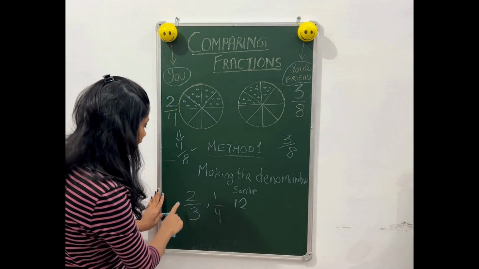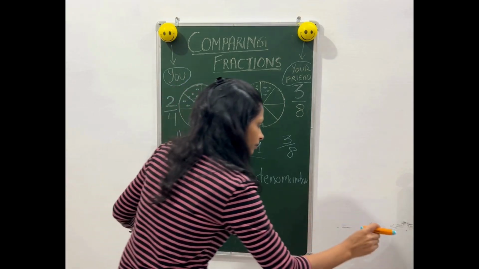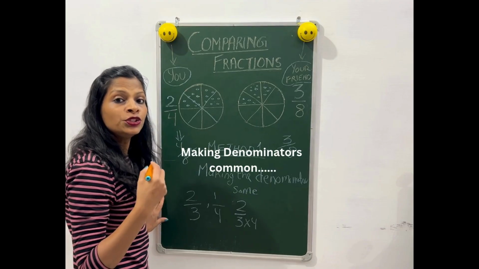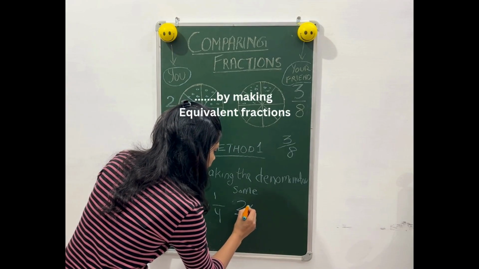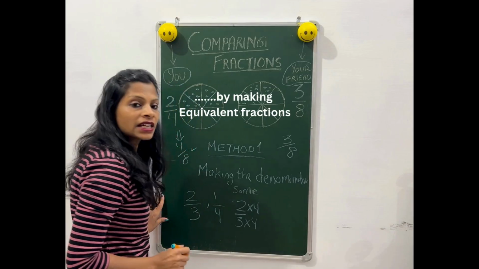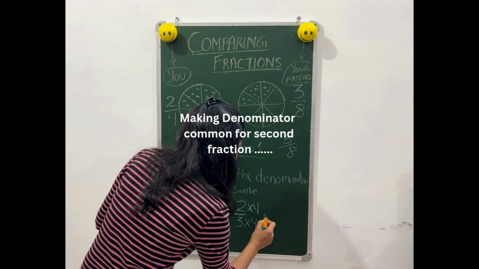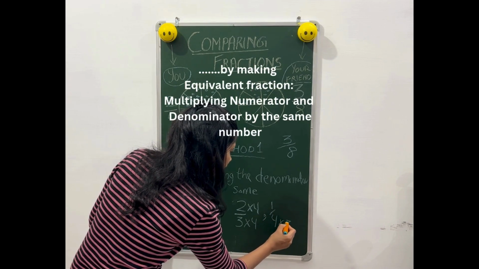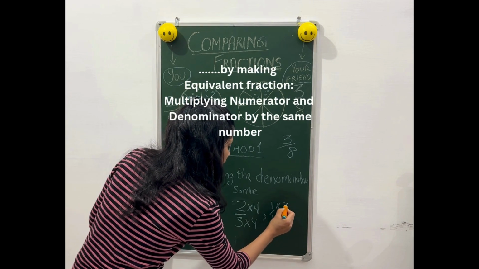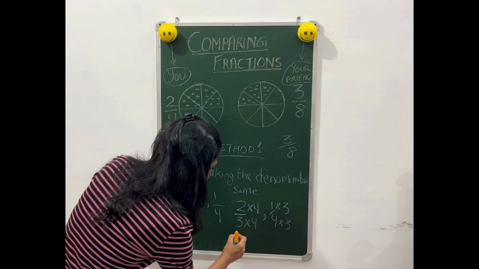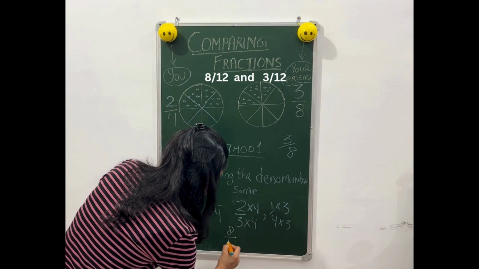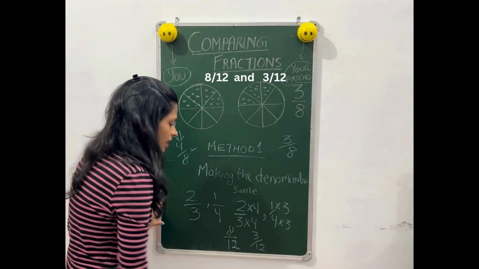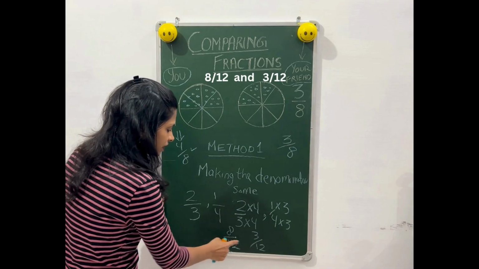So how do I make the denominator same? To make an equivalent fraction of 2/3, I multiply 3 by 4 to make it 12, but I also multiply the numerator by 4. So this becomes an equivalent fraction. Second fraction, 1/4, I multiply the denominator by 3 and the numerator by 3. The resultant fractions are 8/12 and 3/12.